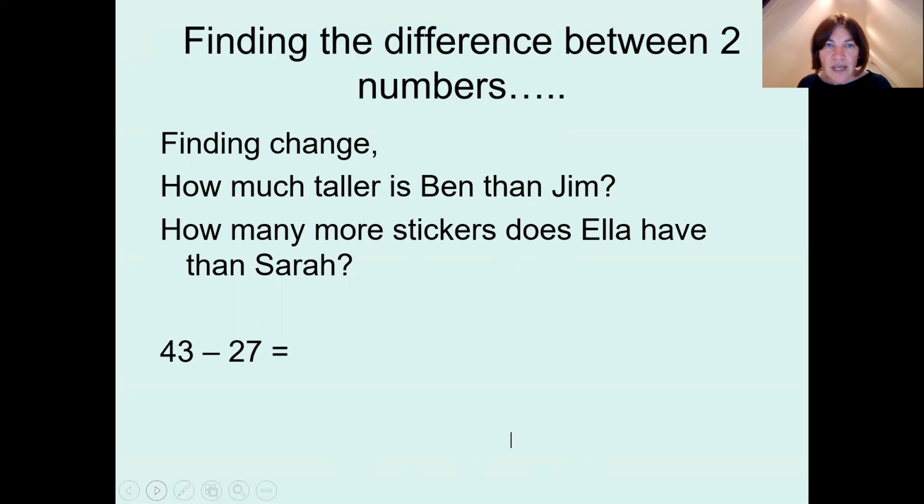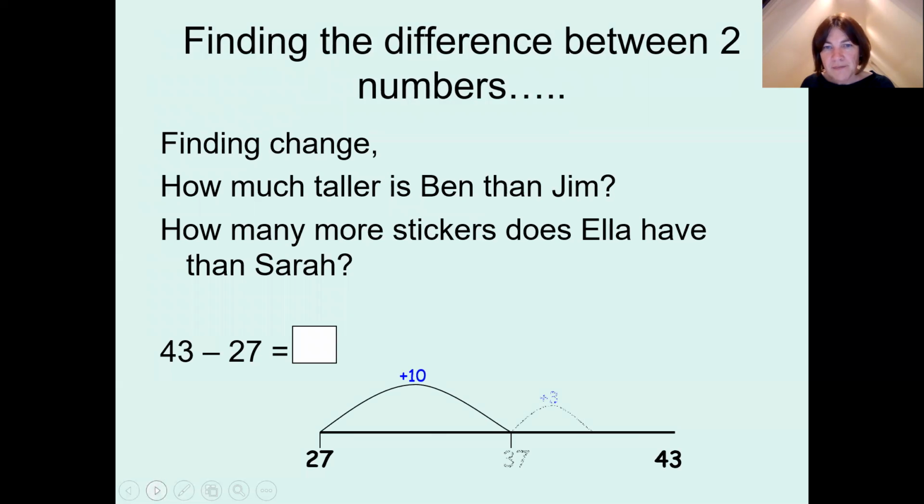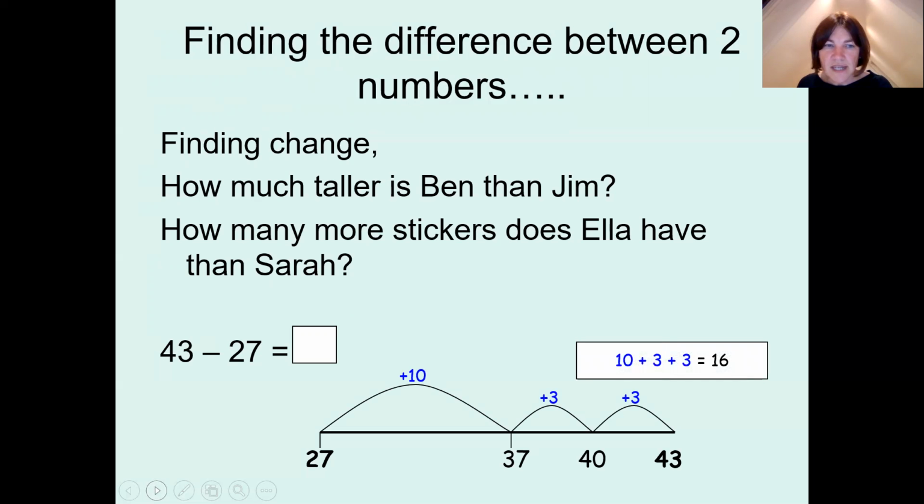So we've got here, maybe Ella's got 43 stickers and Sarah has 27. So we can find the difference by counting from the smaller number up to the larger number, because usually when we're finding the difference, the numbers are quite close together. And we can count on 10, we get to 37, count on 3, count on another 3, and we have got a difference of 16. And that is sometimes easier than a subtraction. So we use counting on a lot for difference.